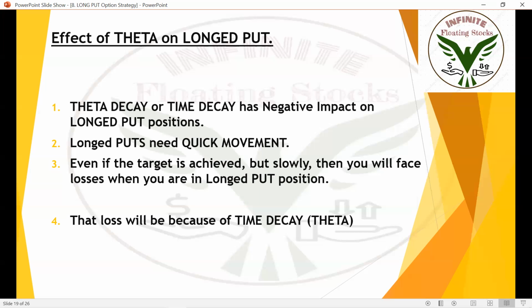Okay. So long put needs quick movements. If it is taking more time to hit your target, decay happens. So time decay happens, which is nothing but theta decay, and that will eat all your profits. Okay. So that's why you need to capture good moves in quick time when you're dealing with a long put option strategy. I mean, you need to be scalping the good moves.